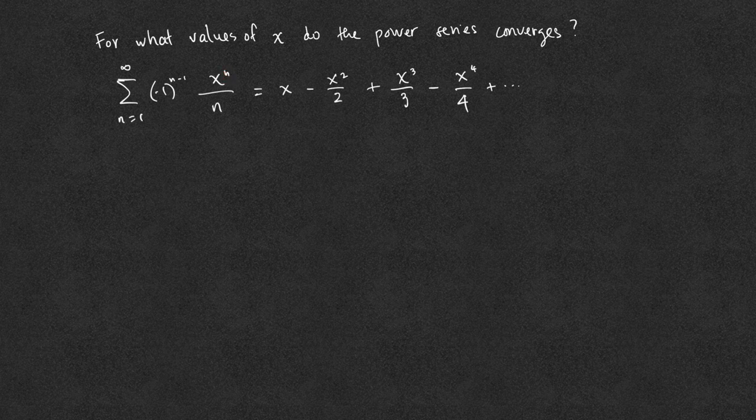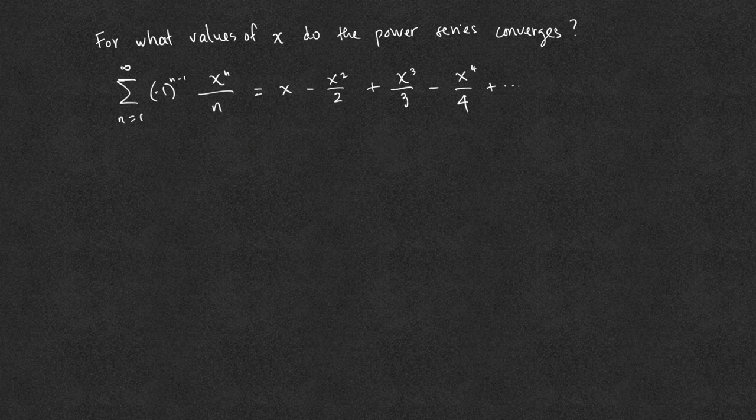x to the 1 over 1 is x. The second term is negative, x squared over 2. The third term is positive, x cubed over 3, and so on. To determine the values of x such that this power series converges, we first need to use the ratio test.